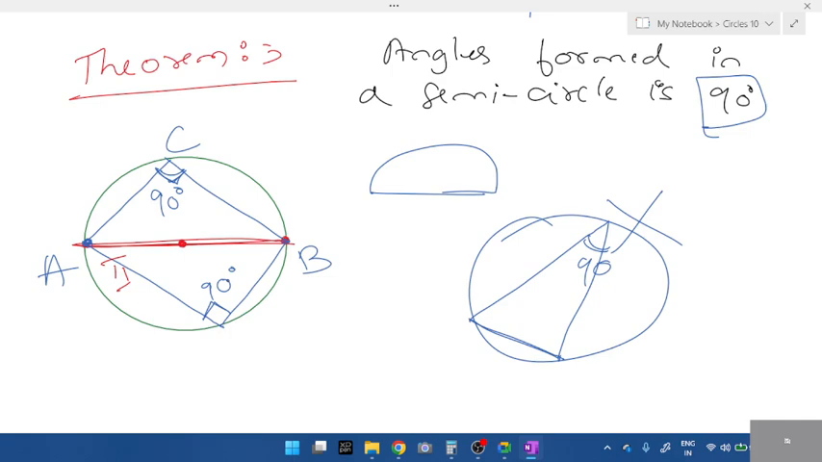All of you have completed. So, what are the concepts you have studied? Theorem 1, Theorem 2. Next, reflex angle and angle formed in the semicircle is 90 degrees. Do you all have any doubts, students? Any doubts?